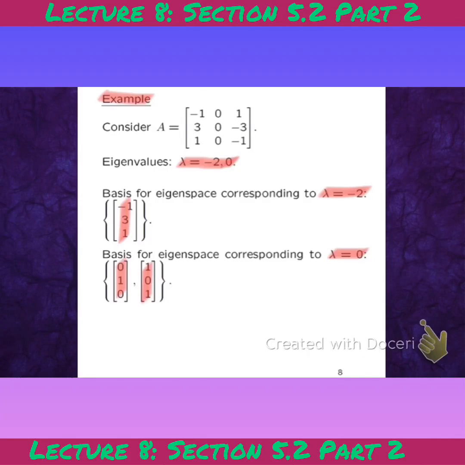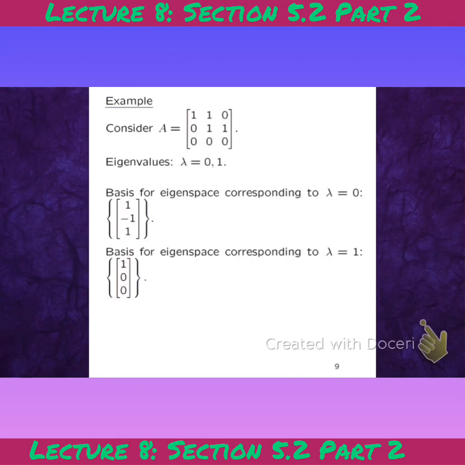Now, if you recall, there was a theorem that said that an n by n matrix is diagonalizable if and only if it has n linearly independent eigenvectors. In this case, this matrix A has got 3 linearly independent eigenvectors. Therefore, it has to be diagonalizable. Right, if you look at this example, this matrix has got 2 eigenvalues.